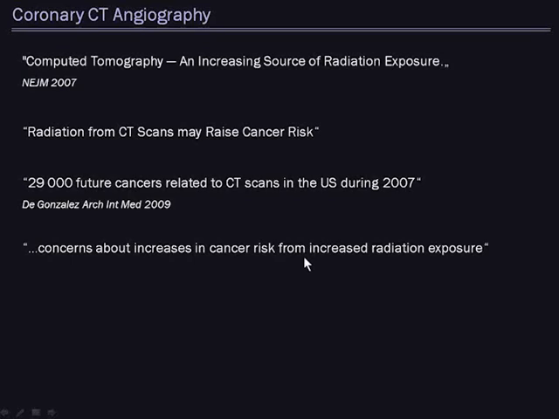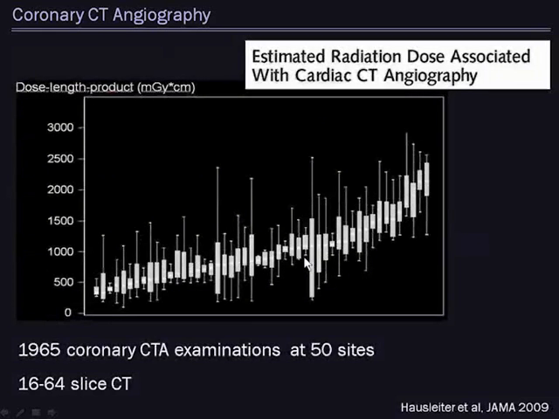So all of these concerns have taken a little toll on CT and have dampened a little bit the initial enthusiasm, and there are opponents and critics of CT who very much focus on the high radiation exposure. So today we'll talk a little bit about the radiation exposure and ways to lower the exposure without losing image quality in CT angiography. How high is the dose of coronary CT angiography?